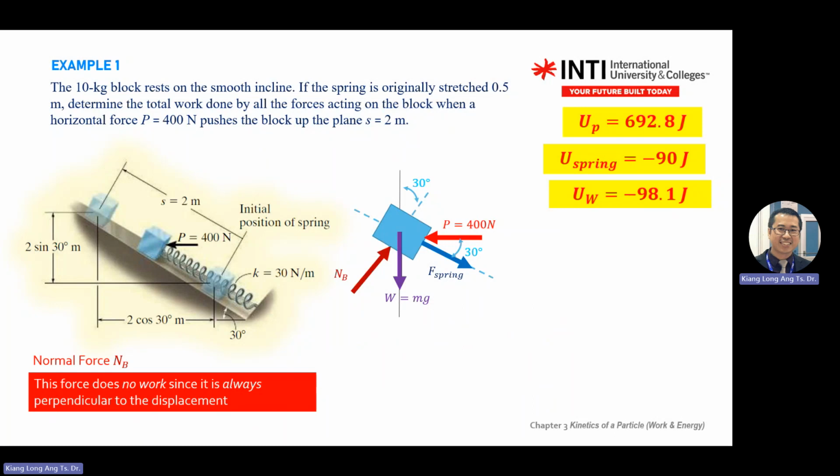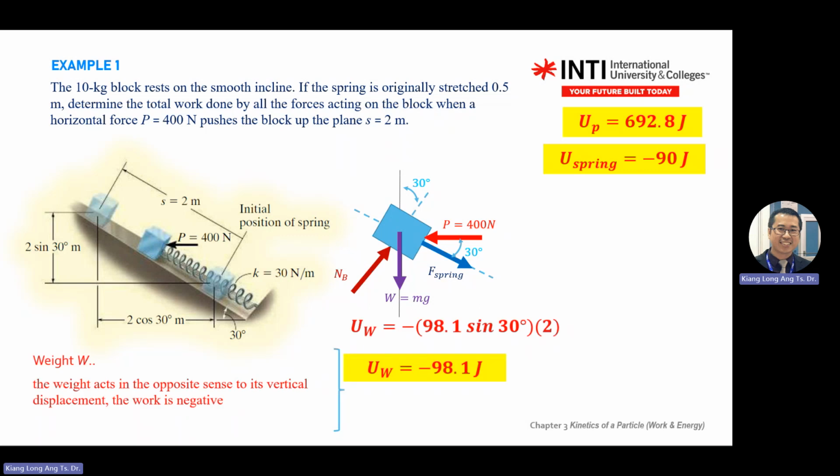NB, no work. This statement, write in your answer. If in your free body diagram you have an NB, please write this statement, it will cost you 1 mark. If you don't write this one, maybe the question is 25 marks. You don't write this one, you get the full answer correct, you will get 24 out of 25 because of this statement you do not write.